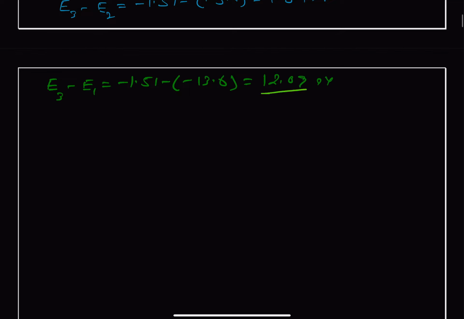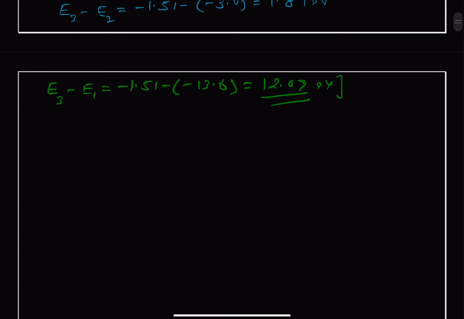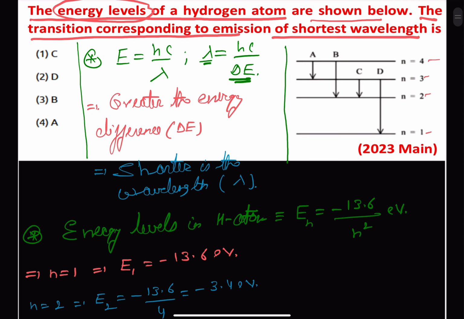So this is our, you can say, highest energy difference, highest delta E. So therefore the transition from n equal to 3 to n equal to 1 will give us the shortest wavelength. So it means 3 to 1. 3 to 1 is our D, so the second option is correct.